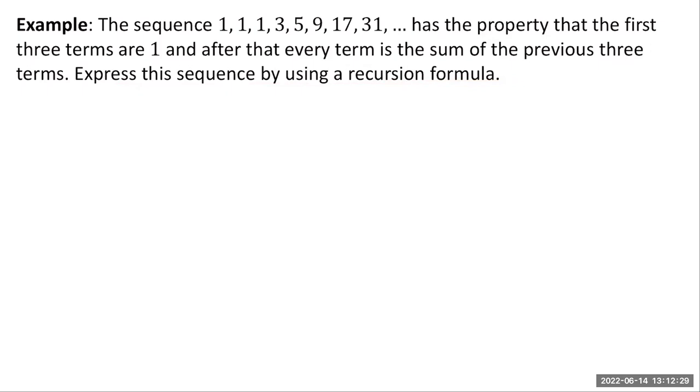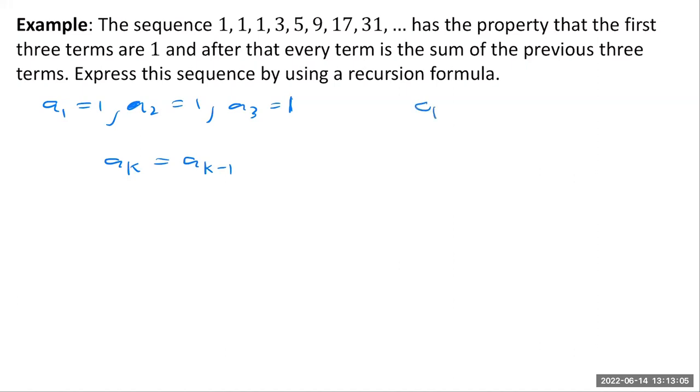How do you write a recursion formula? First of all, notice that we are given A1 is equal to 1, A2 is equal to 1, A3 is equal to 1, and then we are asked to find the recursion formula. We are given that after the first 3 terms, every term is the sum of the previous 3 terms. So A_k has to be the sum of the previous 3 terms. The very previous term is A_(k-1), right?